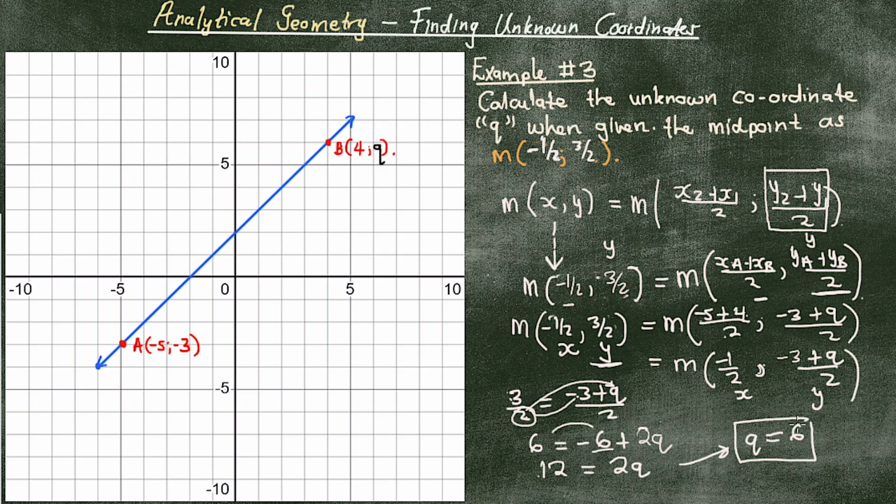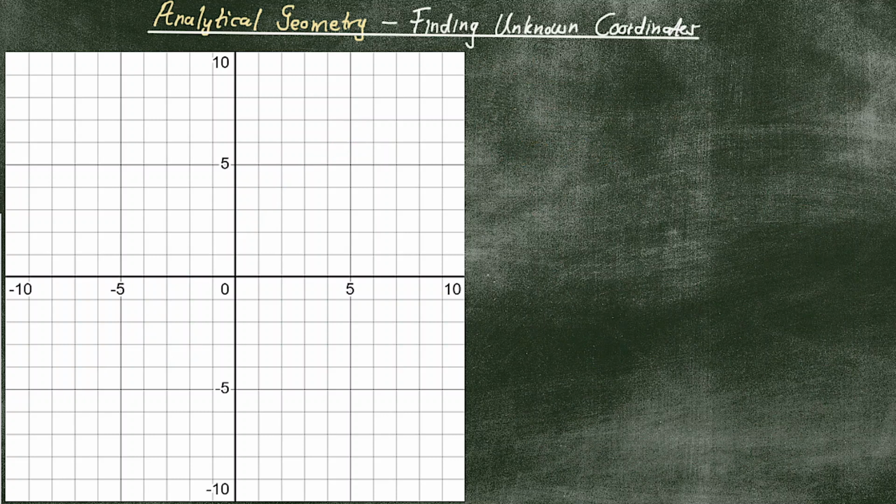So example 1, calculating using the gradient, we got 6 as q. Then example number 2, the distance, we calculated q and got 6. Now we are using the midpoint and we are getting the same answer, right? So this discussion for finding unknown coordinates, you either work with the midpoint, the gradient, or the distance, right?